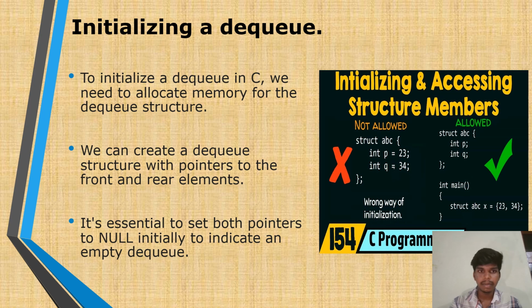Initializing a DQ. To initialize a DQ in C, we need to allocate memory for the DQ structure. We can create a DQ structure with pointers to the front and rear elements. It's essential to set both pointers to null initially to indicate an empty DQ. We can see in the figure initializing and accessing structure members, not allowed and allowed.